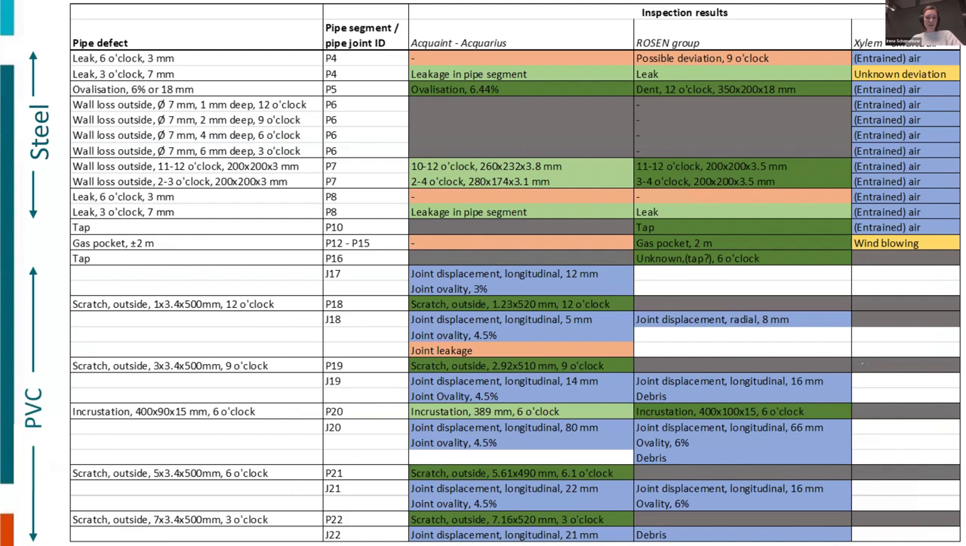And these were the results. I will not go through all the results. You can read it in the report. I think it's also available in English, or will become available in English in the near future.